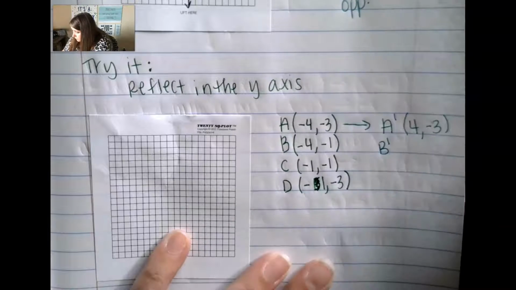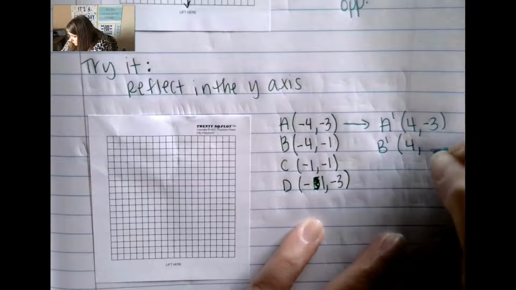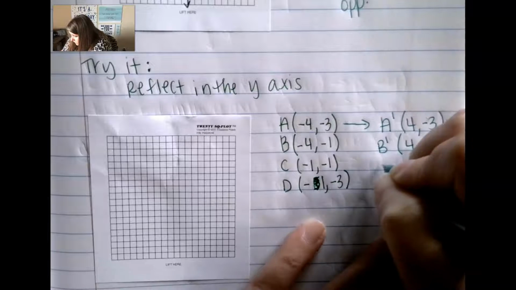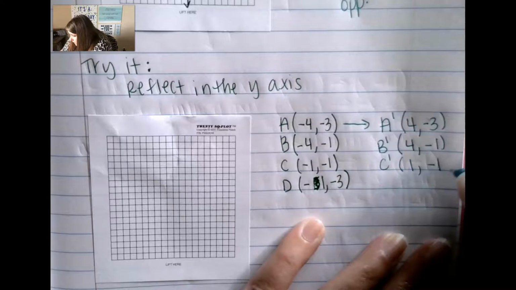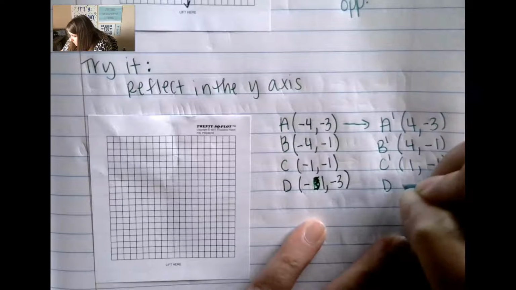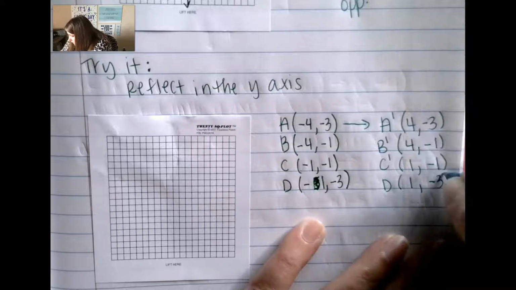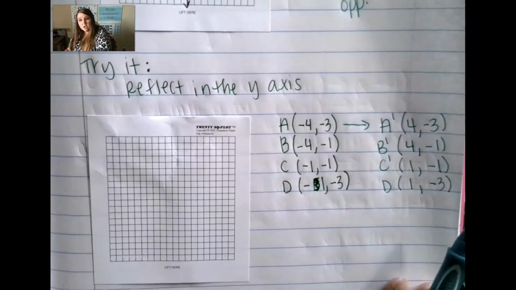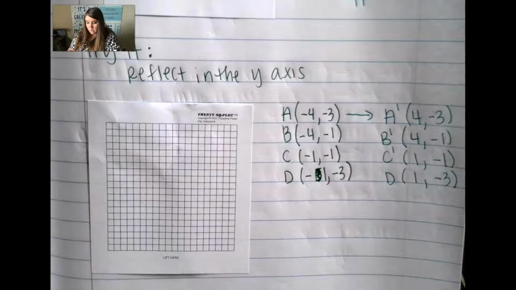So B is going to be a +4. C is going to be a +1. And D was a -1. It's now a +1, but still a -3. So the only thing I've changed here is the x values. All right, let's go ahead and reflect over the y.